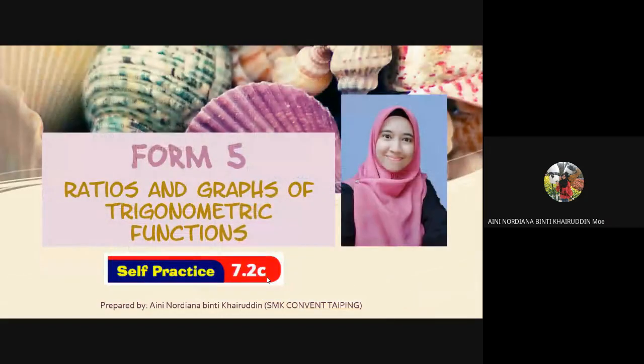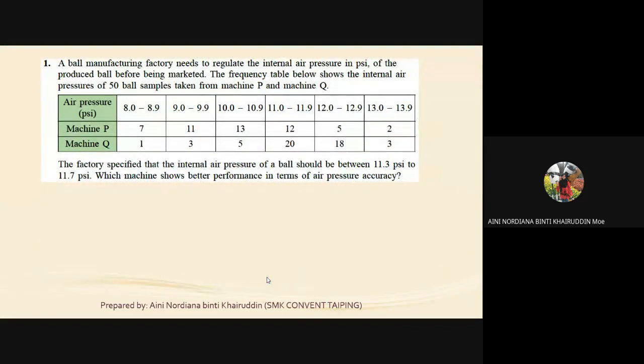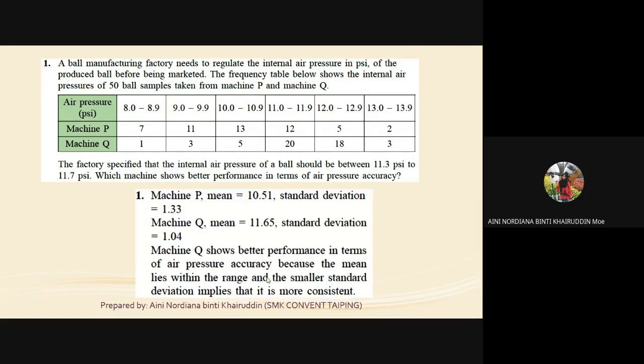Okay, next. Self practice 7.2c. Which machine shows better performance in terms of air pressure accuracy? Machine P mean 10.51, standard deviation 1.33. Machine Q mean 11.65, standard deviation 1.05. So compare these two data. Machine Q shows better performance in terms of air pressure accuracy because the mean lies within the range and the smaller standard deviation implies that it is more consistent.